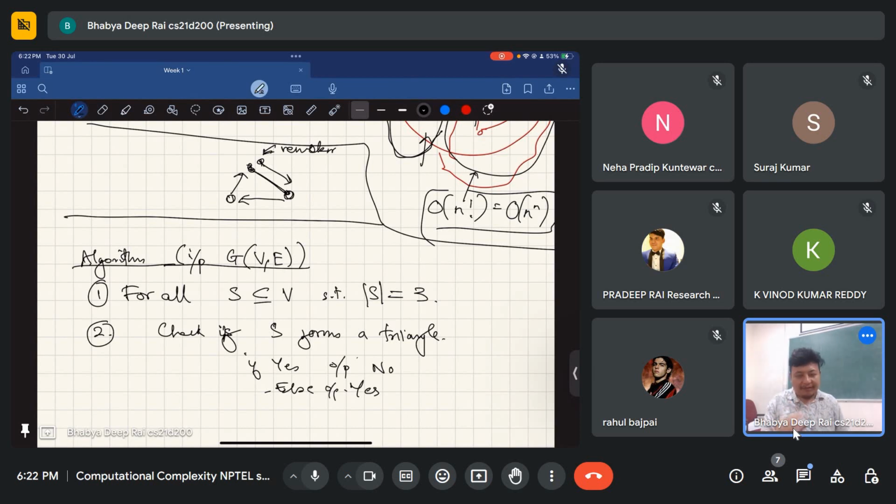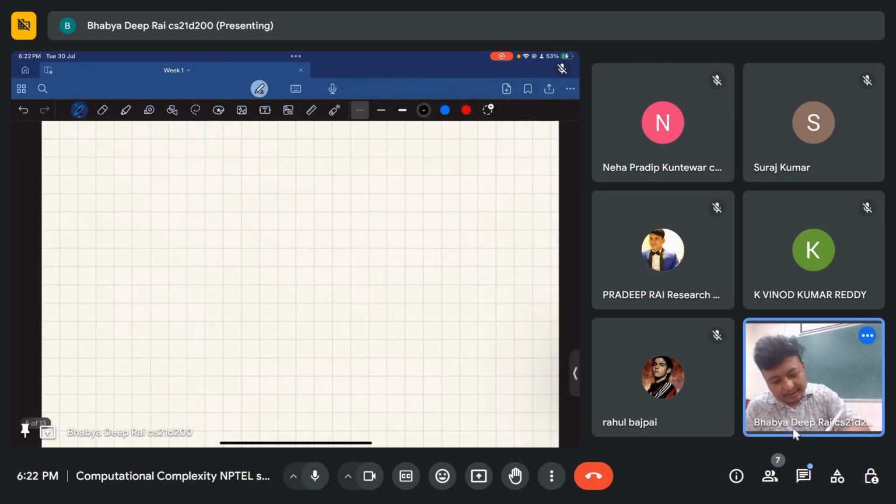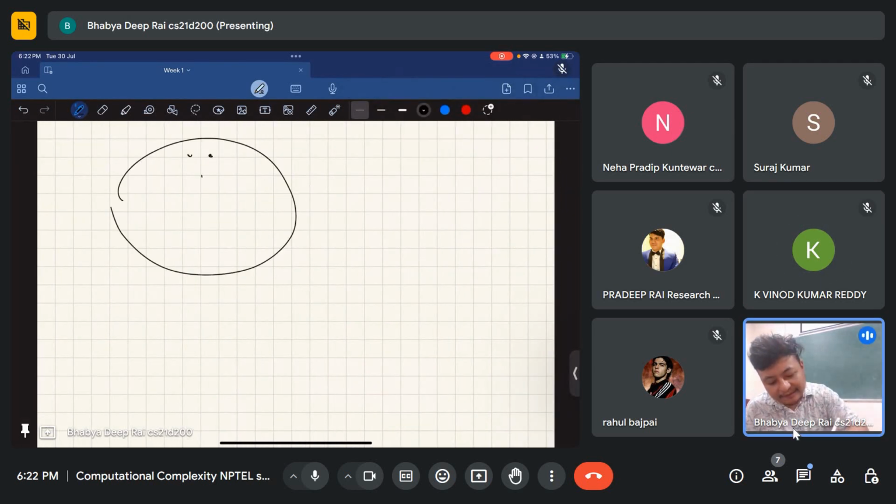Okay. Now, what am I doing? I'm just taking sets of vertices which are of size 3. Got it, right? I'm just taking 3 vertices at a time, then another 3 vertices. They may overlap also. Next time I may take this, and so on.